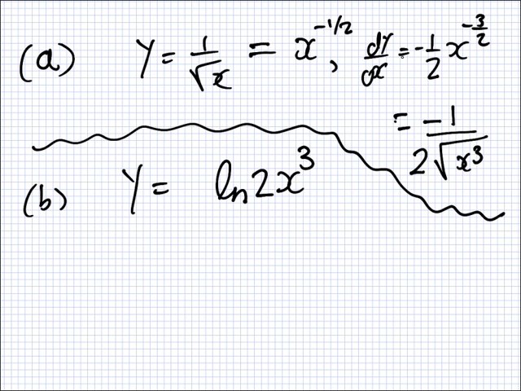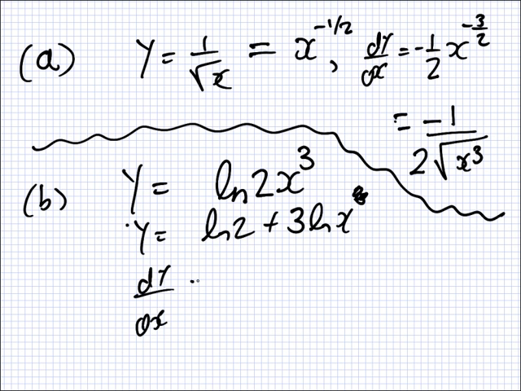Next, what about this one? E to the power something? No. 3 log 2x, the derivative is 1 over x. First, you change this into log 2 plus log x cubed, and then you bring the 3 down. And now you differentiate. What's the derivative of log 2?